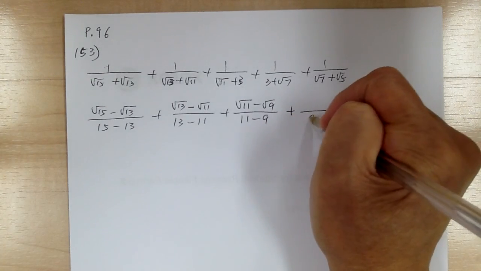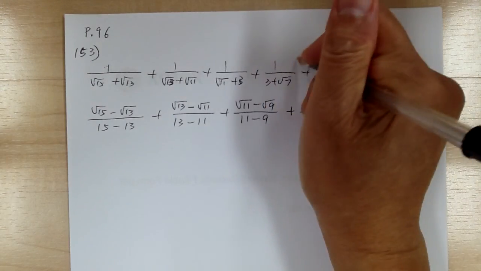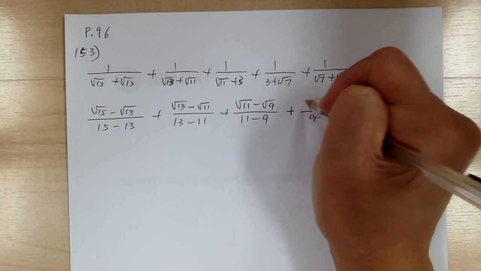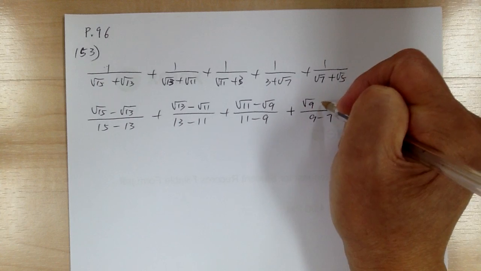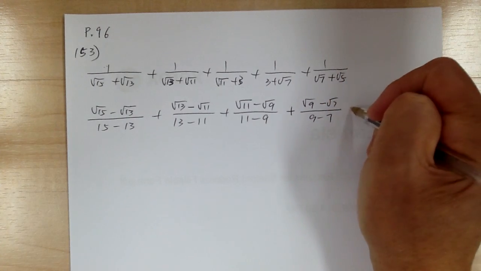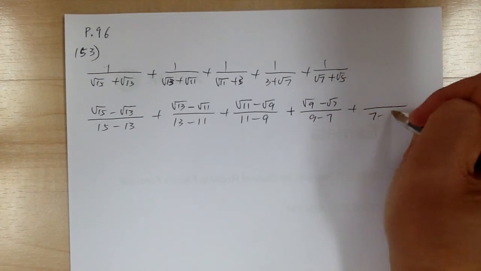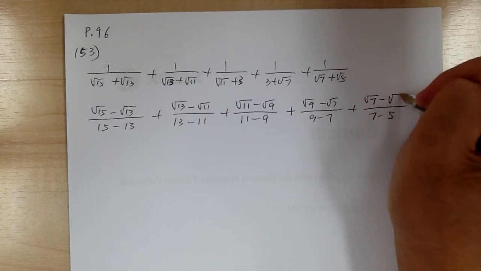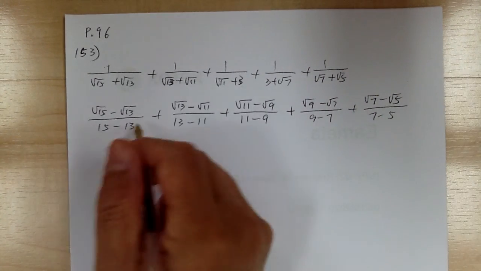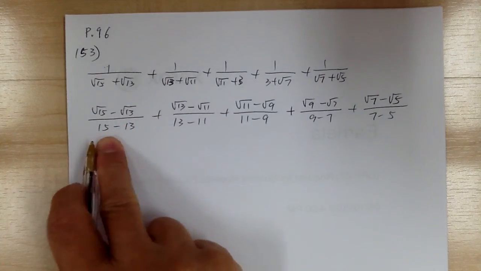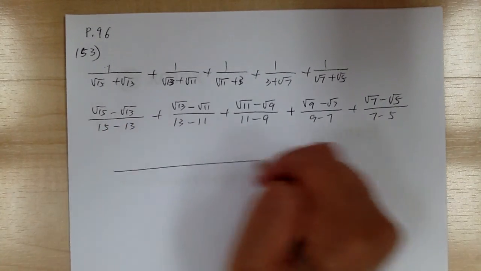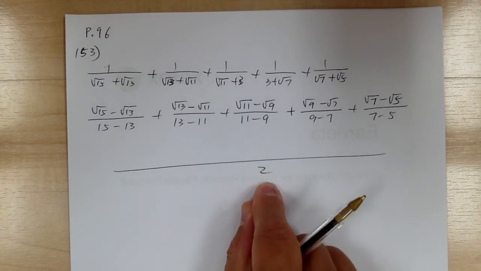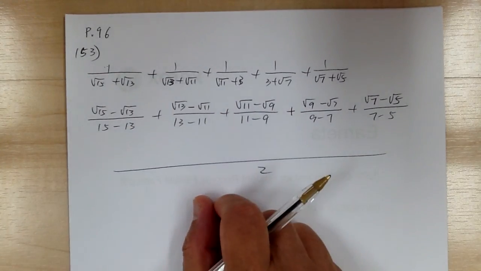And same thing, so you're going to get 9 minus 7, right? Again, multiply by the conjugate. So you're going to get square root of 9 minus square root of 7. So multiply this by the conjugate. Okay. And if you notice, all these denominators are the same, you're going to get a common denominator of 2, right? 2, 2, 2, 2, 2. So the common denominator is 2. That means you can put all this together.